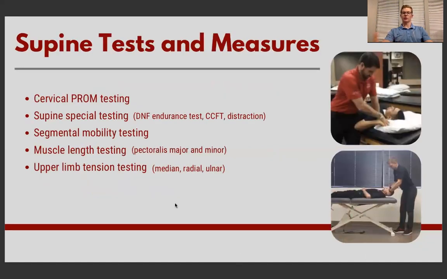And then in supine, our supine tests and measures, cervical passive range of motion. So you've seen they're active already, and when they're in supine, here's the passive range of motion. Also our supine special testing, potentially, if we're suspecting that they have more of a motor control movement impairment problem, looking at the deep neck flexor endurance test, the CCFT test, and then also the cervical distraction test, which is the bottom picture here, where you are checking to see if that relieves their symptoms.